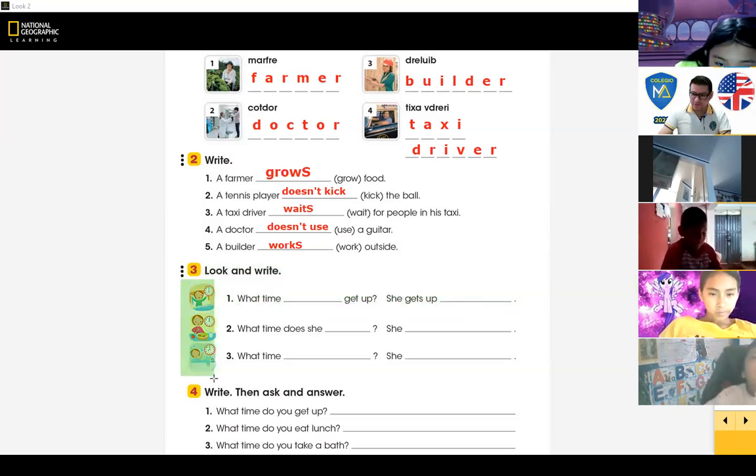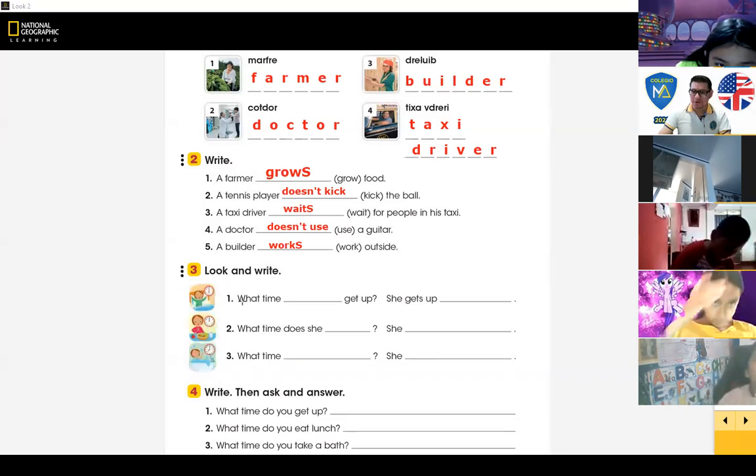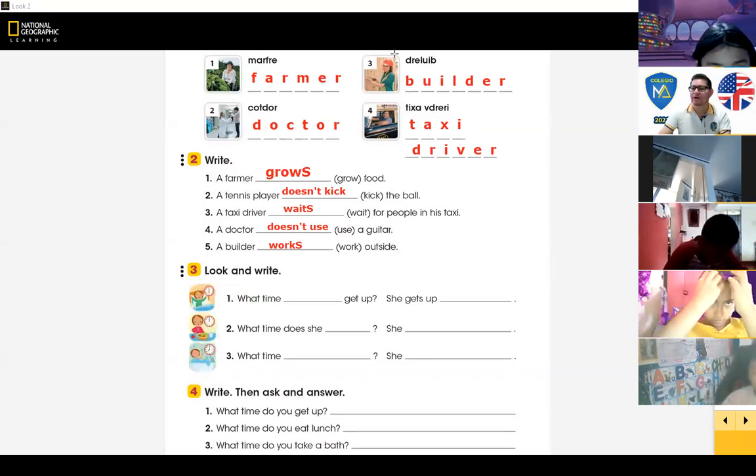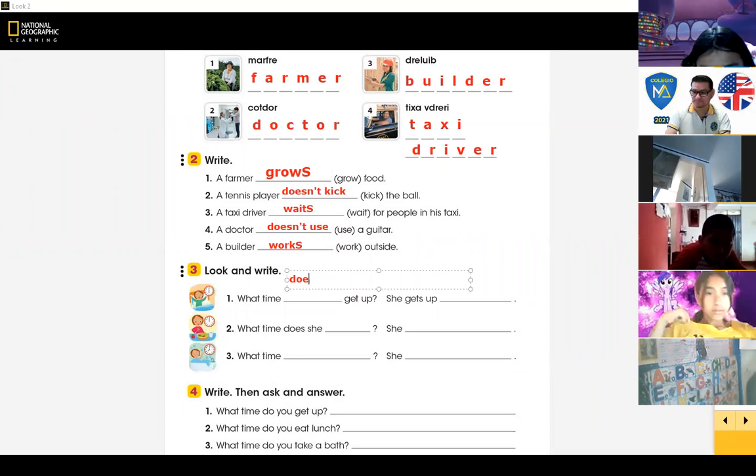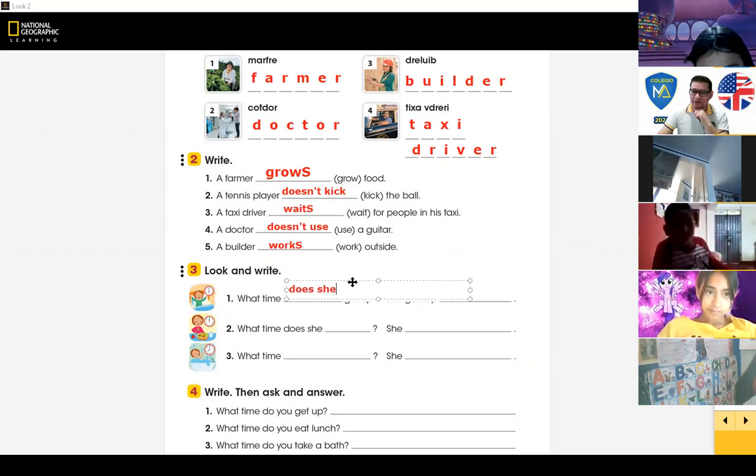Now let's see, activity 3, look and write. Okay, you have to look here and you have to write. What time and how do you ask the question? What time does she get up, right? Para preguntar a qué hora se levanta. What time does she get up?